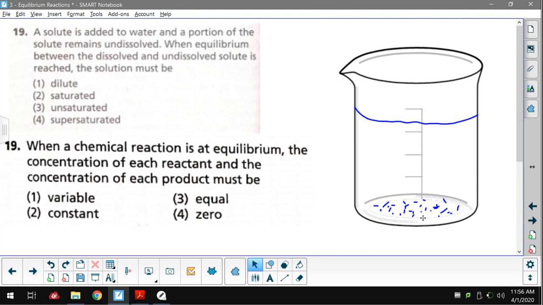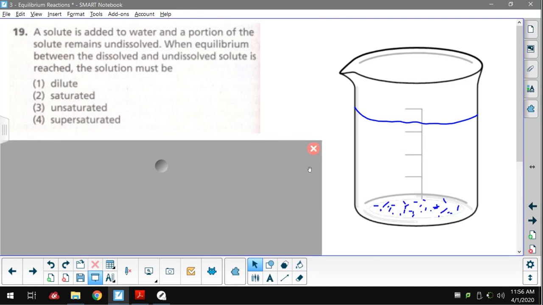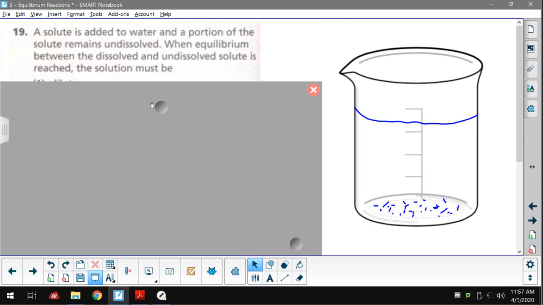Another 2 questions right here. Let me put this up here so you can kind of see. So it says a solute is added. This is a phase equilibrium, a physical equilibrium. A solute is added to water and a portion of the solute remains undissolved. So over here we have a beaker and it has water in it, and there's some grit sitting on the bottom of it.